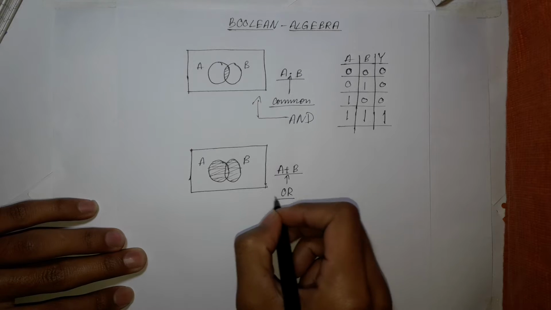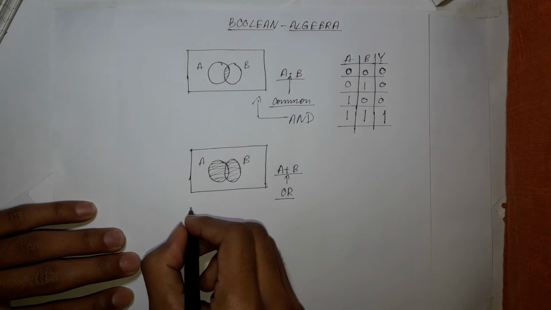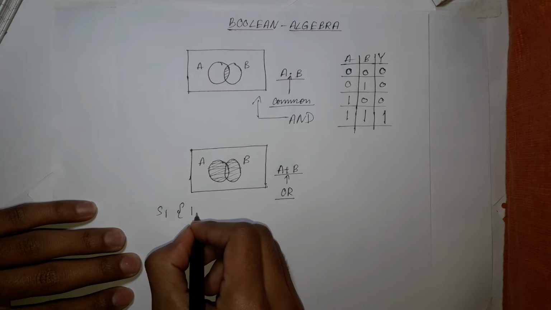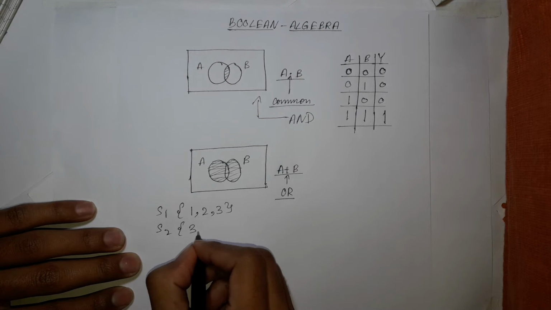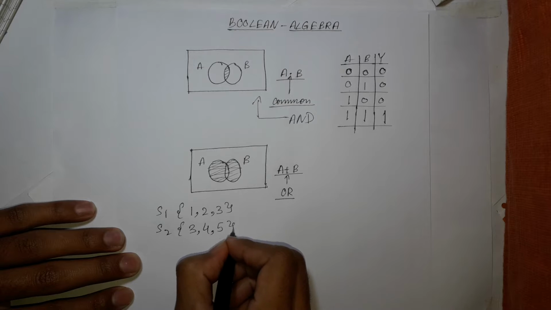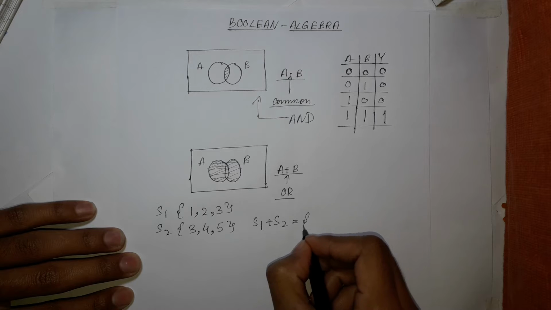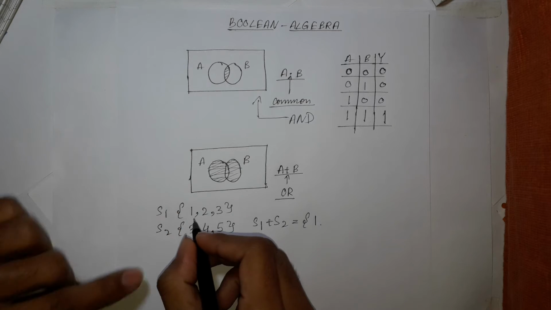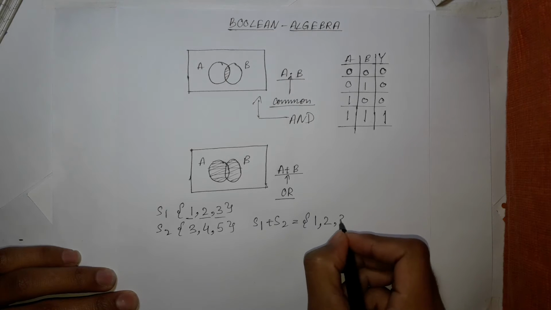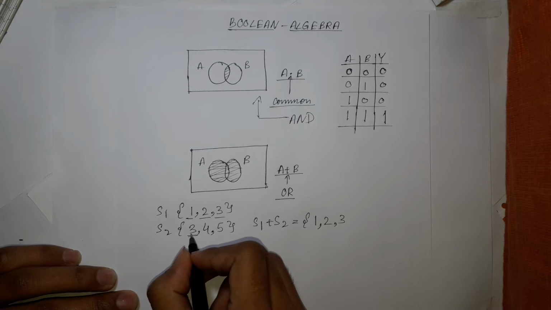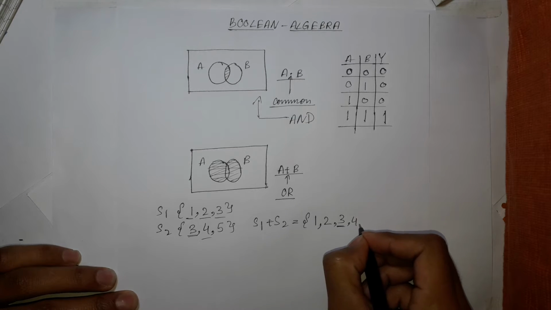If it is difficult to understand from this point, let's try to understand it using the concept of sets. Let's say we have the first set as 1 2 3 and the second set is 3 4 and 5. Now if I say S1 or S2, what will be the answer? It will be 1, now 2, now 3. Now we have a 3 here but it's already covered, so the 3 will remain as it is. Next one is 4, the next one is 5.